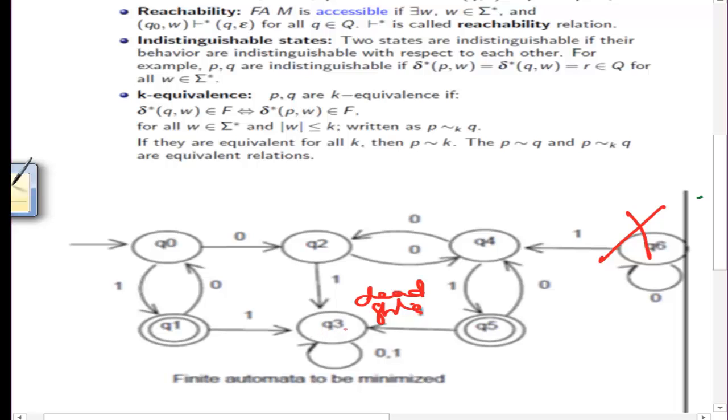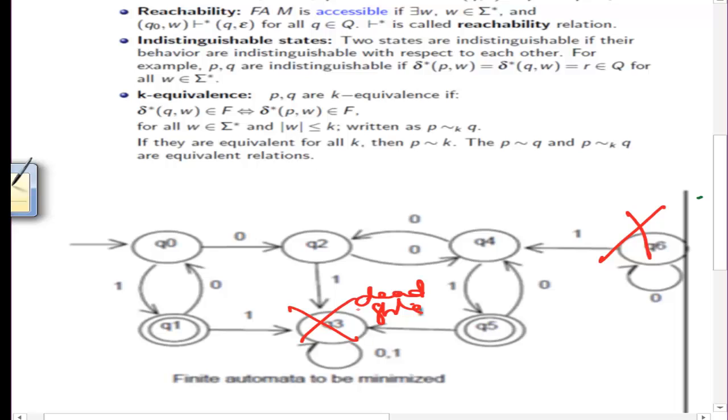Because we know we need to have an accepting state at the end, so as to accept whatever input string we have. If you are in state Q3, it will lead you nowhere, so it is again of no use to us. So we can remove these dead states. So Q6 and Q3, the unreachable and dead states, we first remove them. How we remove them we will talk about later.